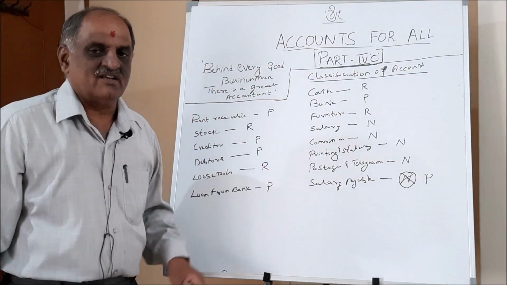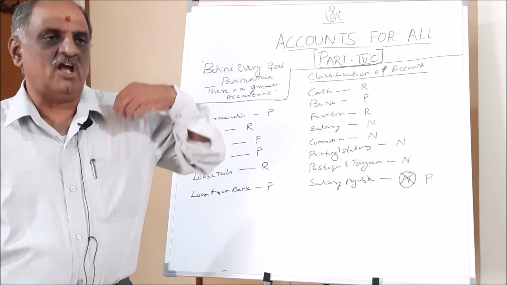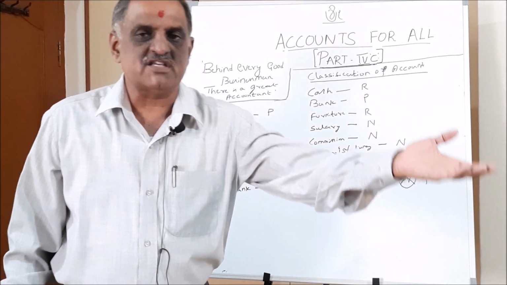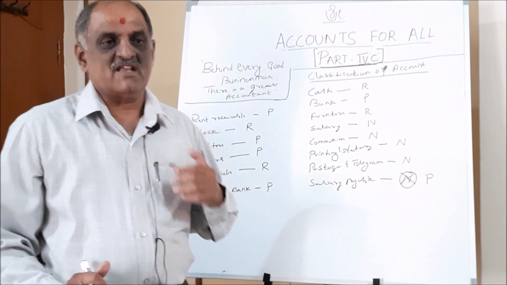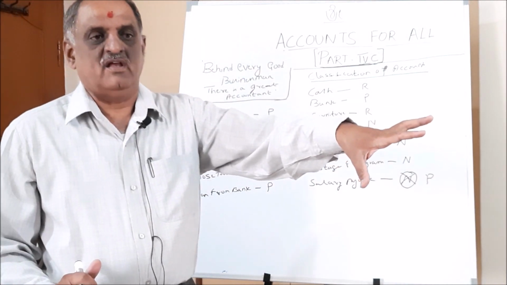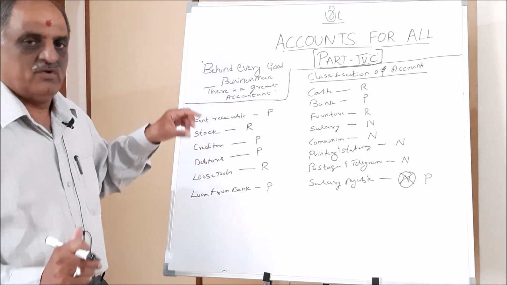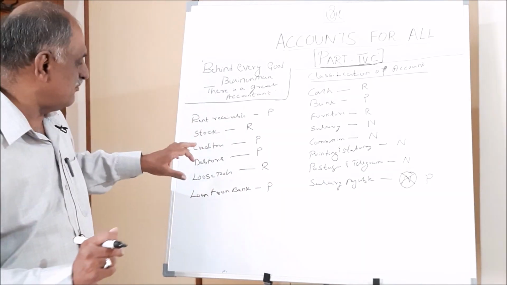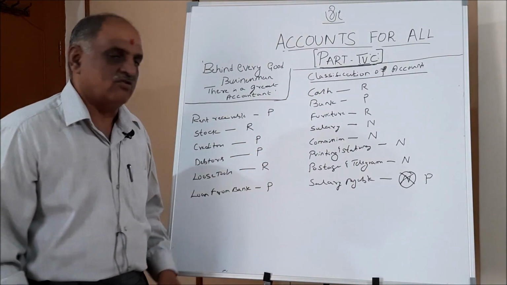Then creditors. I have to pay the amount to many persons who have supplied goods or anything else. That means I am due to somebody, I have to pay money to somebody. When you say due, it is very simple, it is called creditors, a personal account.